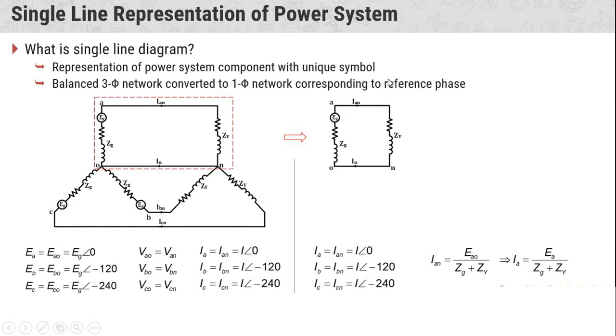Now the current can be written as IAN is equal to the voltage EA0, meaning the voltage appearing across these two points A and 0, divided by the impedance ZG plus ZY. And EA0 can be written as EA upon ZG plus ZY. Simple, we know that the current is voltage divided by resistance or impedance. So the neutral current IAN is EA0 upon ZG plus ZY, and IA is equal to EA upon ZG plus ZY.